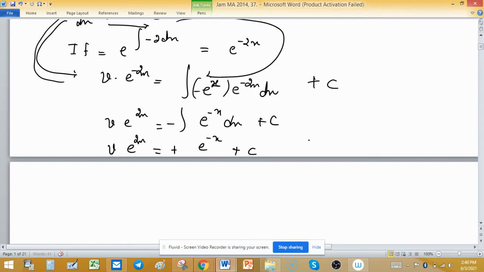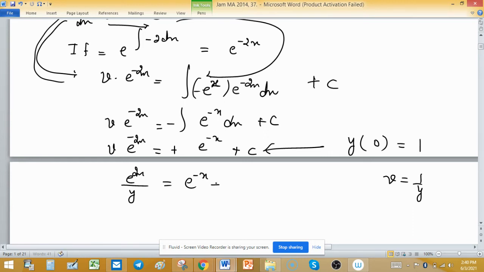Now apply the given condition. For the differential equation we have y(0) is equal to 1, and this solution is in terms of v. So first write the solution in terms of y. What is v? v is nothing but 1 upon y. So replace this one: 1 upon y is equal to e raised to the power minus x plus c.